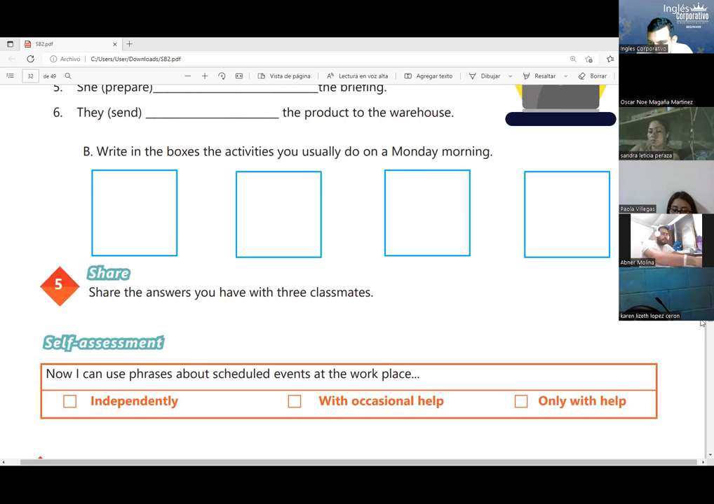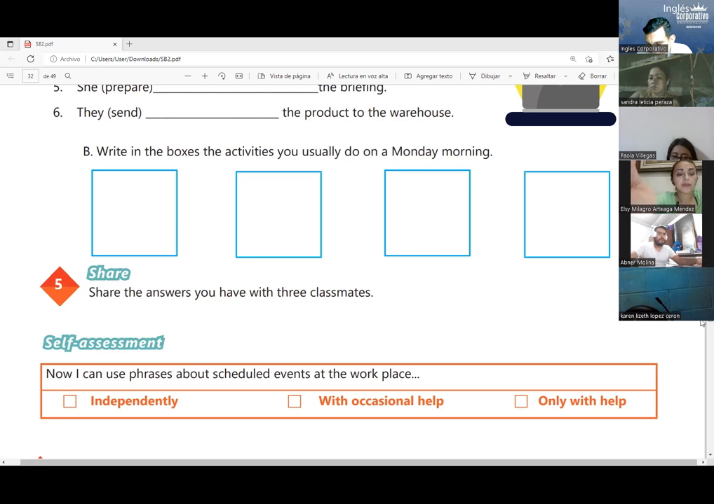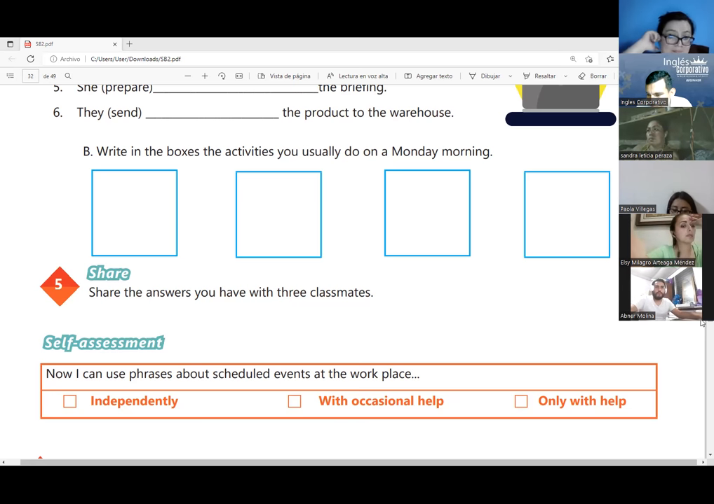Okay, otro voluntario que quiera participar diciendo dos actividades. Elsie. Thank you, Miss Elsie. I usually check the list of clients I have to visit in the week. Excellent. On Monday morning. Very good, Miss. Muy buena oración. And second, I usually do my weekly planner on the Mondays. Excellent. Very good. Ya bastante, oraciones complejas, bastante bien.